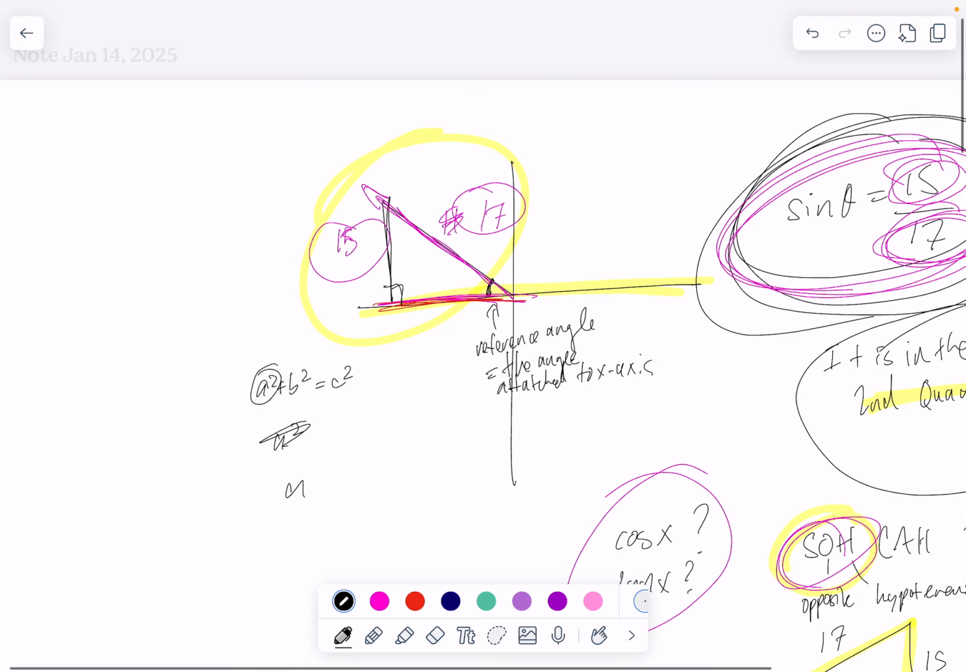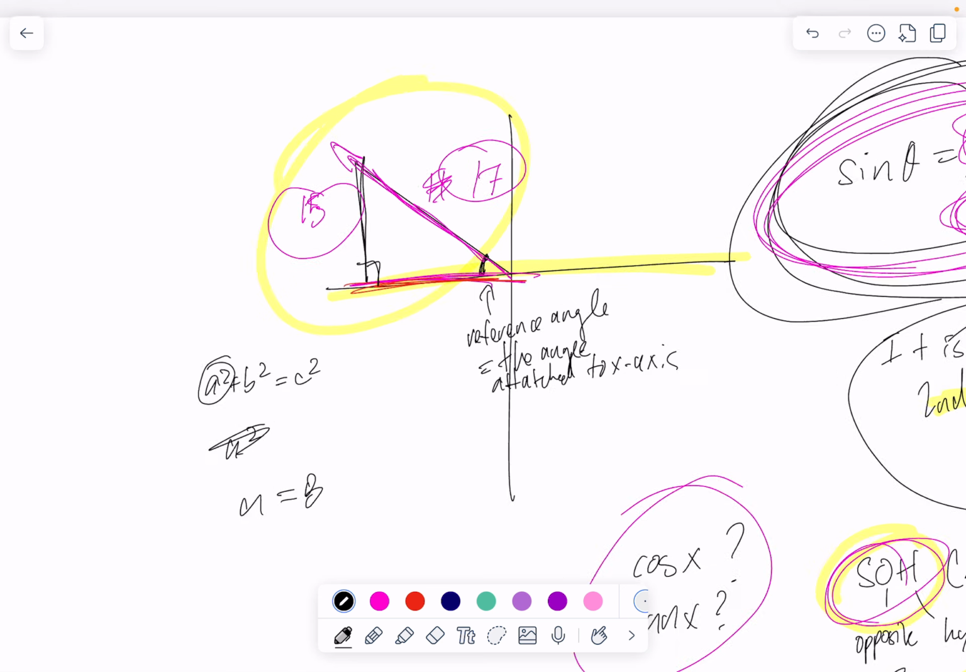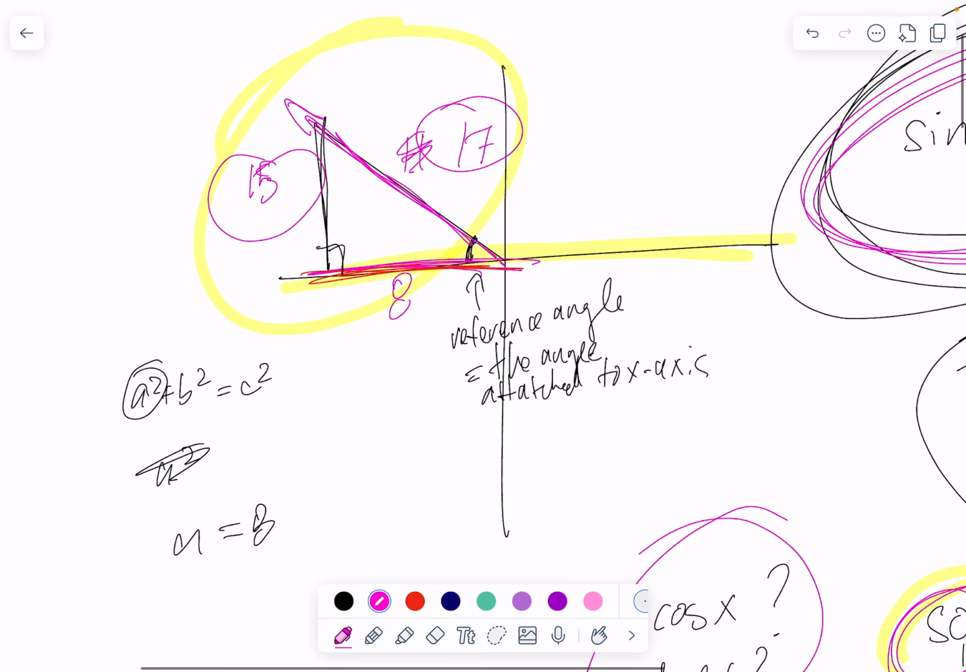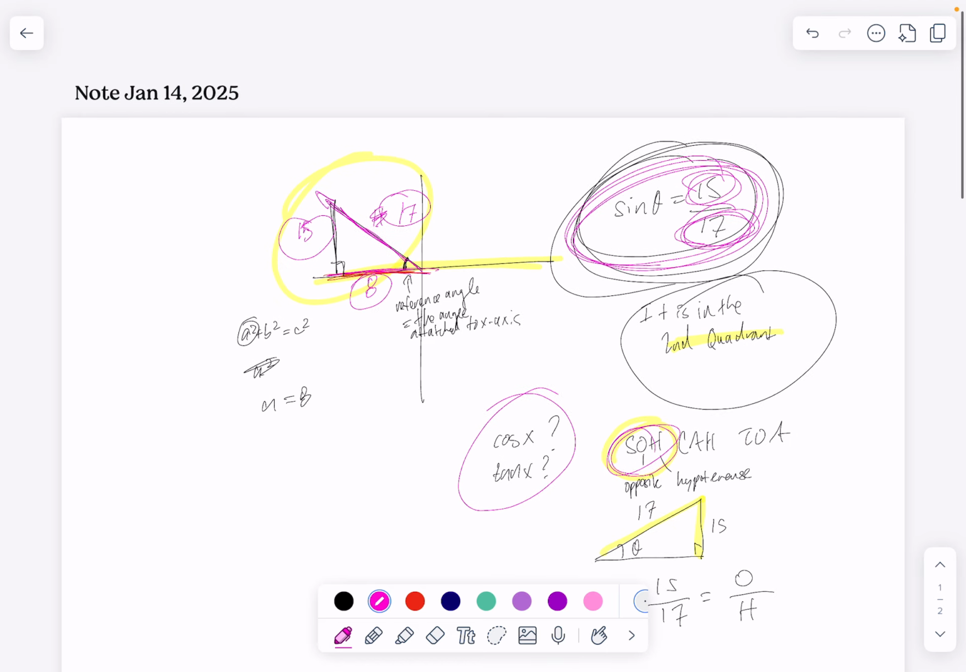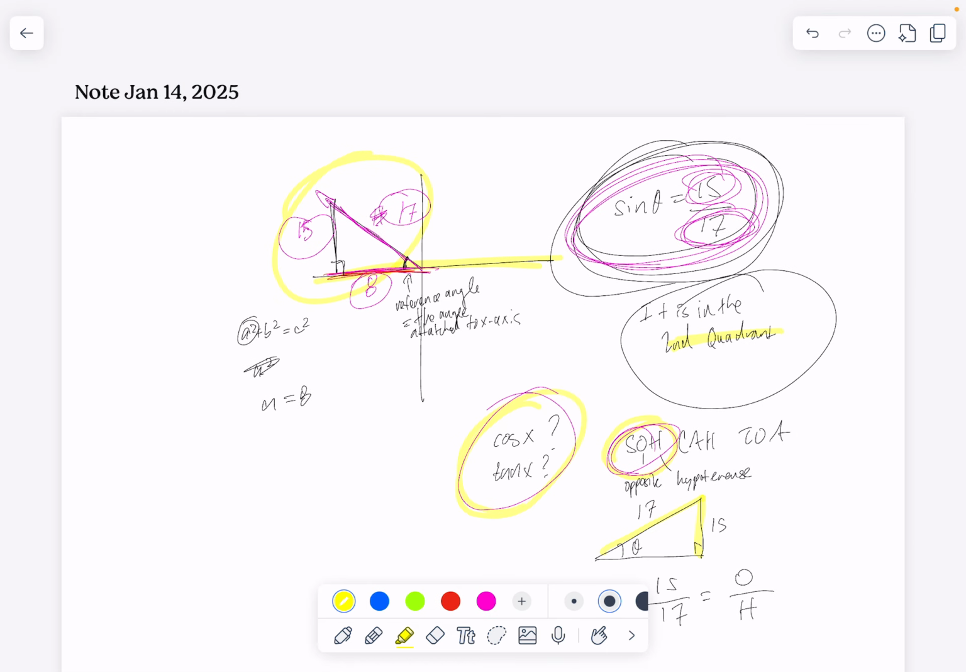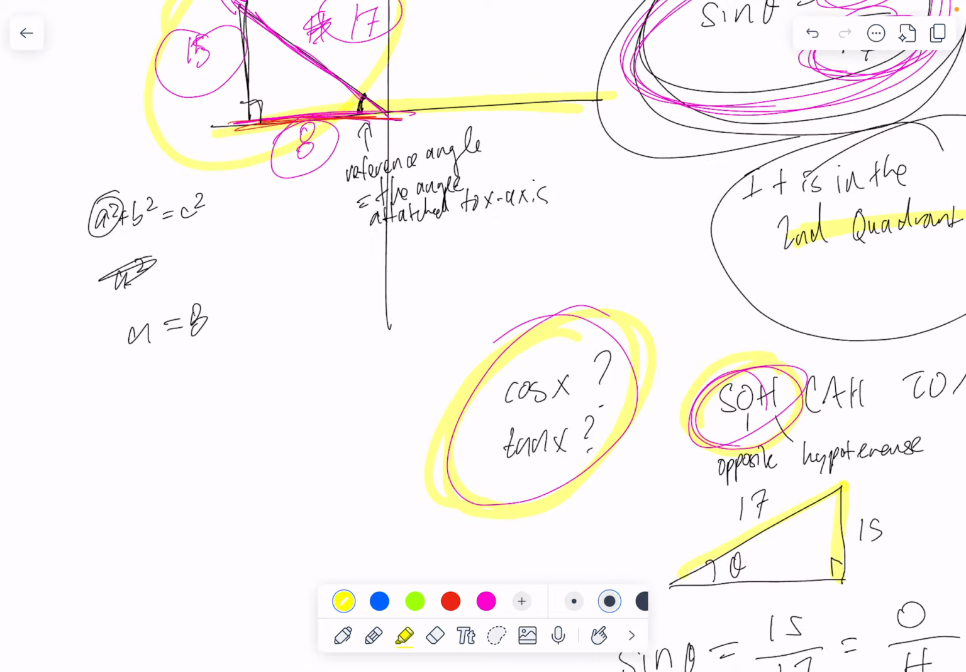Okay, I have my calculator out. 17 squared minus 15 squared, root of that. That's 8. A is equal to 8. Now this is going to be our bottom length here. Now that we have all the sides, we can solve for cosine and tan.